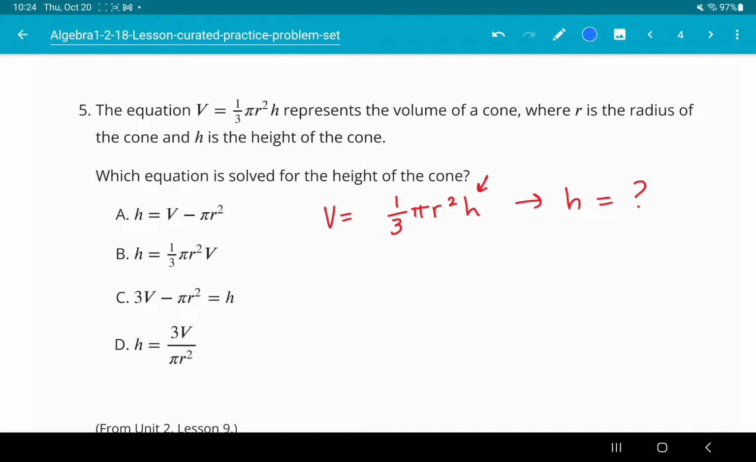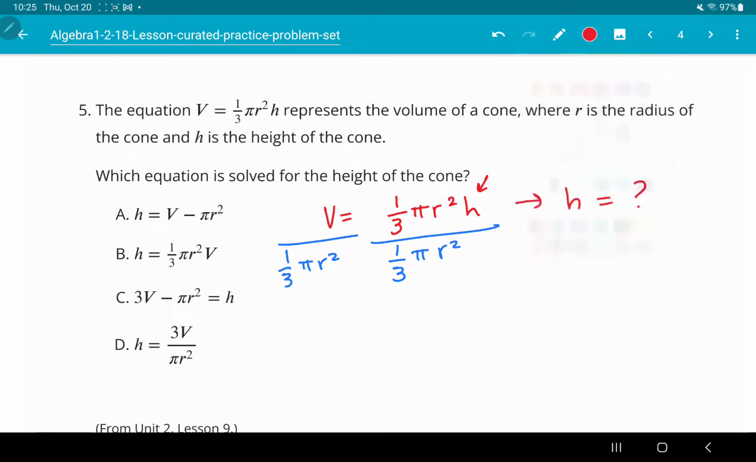And I see the h, and it looks like everything's multiplication, so we could just do division, right? Let's divide by everything in front of the h. We can divide by a 1/3. We can divide by a pi and divide by an r squared, and we can do the same thing over here to the other side. Divide by a 1/3, divide by pi and r squared.